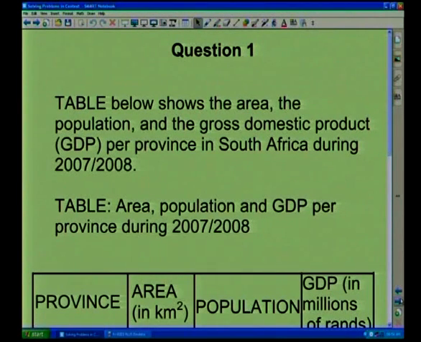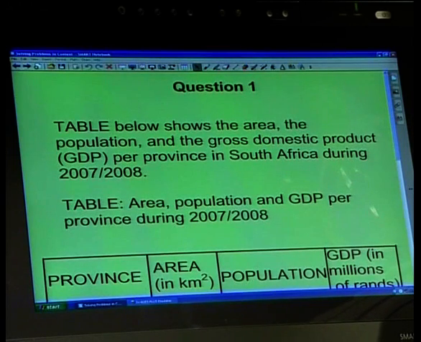Let's move straight to our first question today. Question number 1 says that the table below shows the area, the population, and the gross domestic product, or GDP, per province in South Africa during the years 2007 and 2008. Remember, GDP is all the money earned in that province from services or from selling products that they've made. It's the total accumulation of money that the province has made over that period.